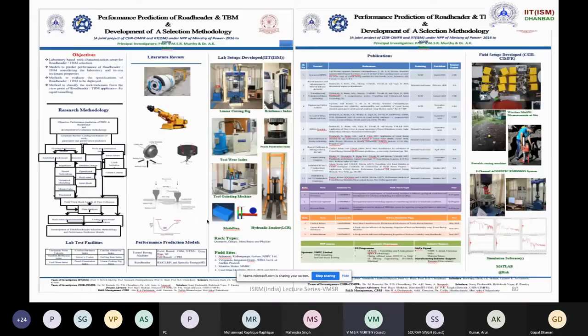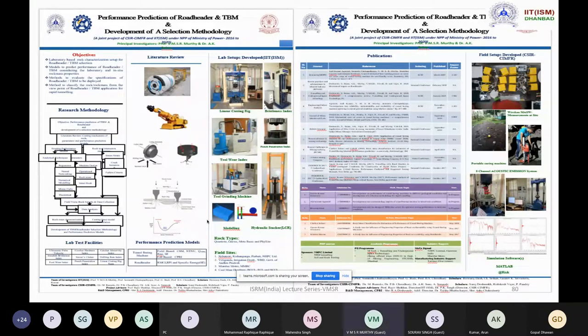So to sum up the entire lecture, I just want to basically thank you, the entire august audience. We have recently completed one joint project with CSIR-CIMFR Nagpur and IIT ISM Dhanbad, wherein we have developed these facilities, and we have tested various tunneling projects, tested different rocks, and generated a good amount of data. I'm going to share the entire outcome of this study. Already this is approved by CPRI now, and we are going to apply for another continuation project, so that we can continue this work that we have started.